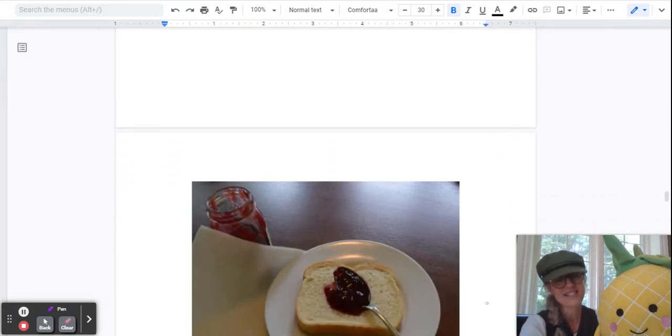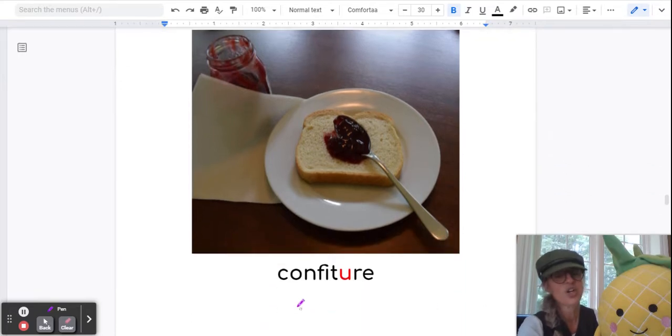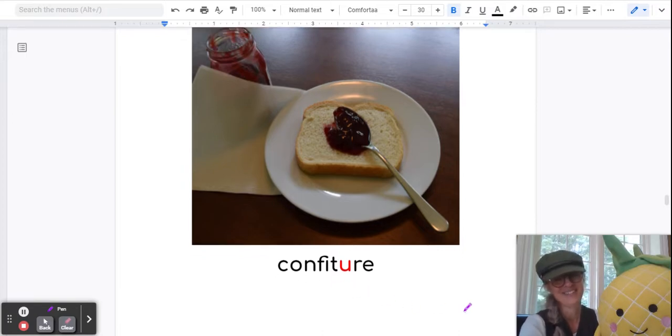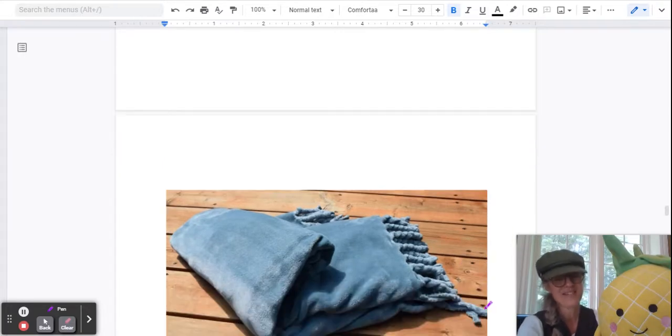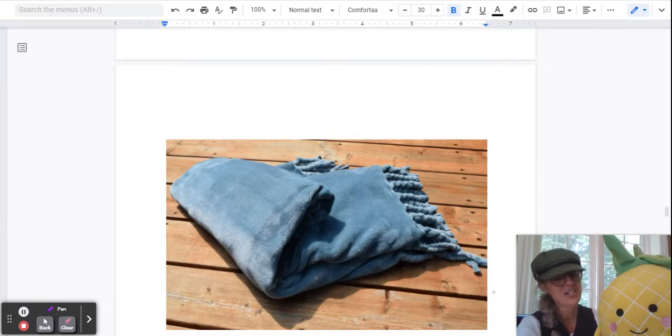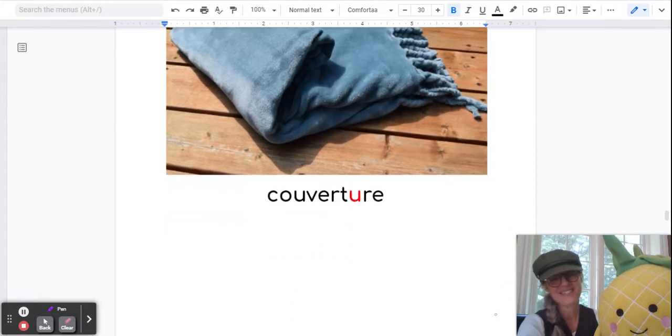Something delicious. Now this one begins with the k k k sound. Confiture. Confiture. Bravo. And our next one. This keeps Anana warm. Now this begins with the k k sound also. K k k. Did you say couverture? Bravo. Couverture. Good job. On continue.